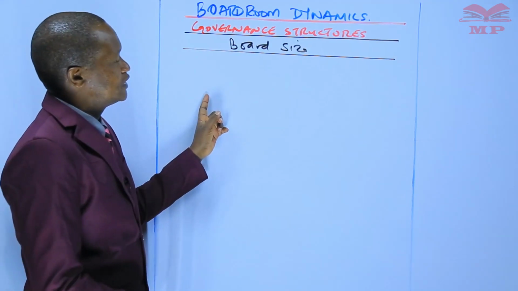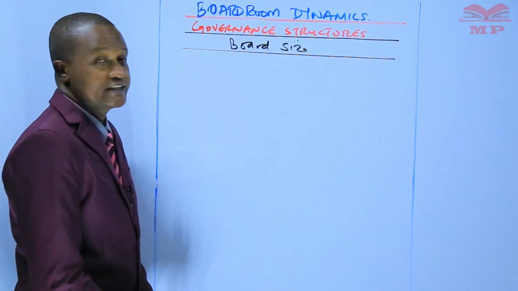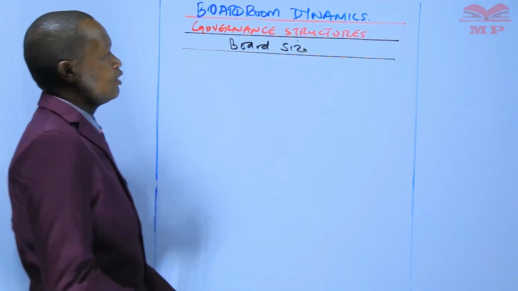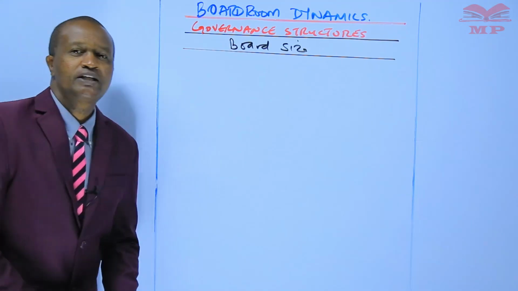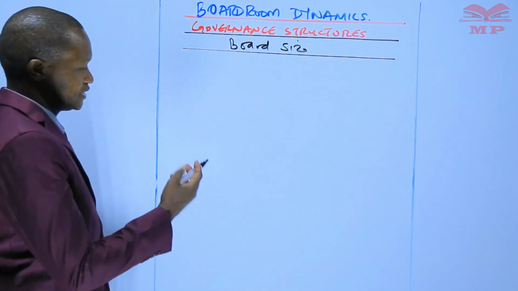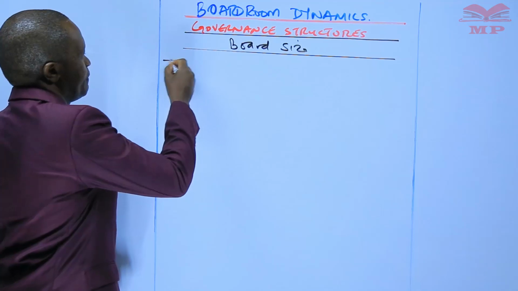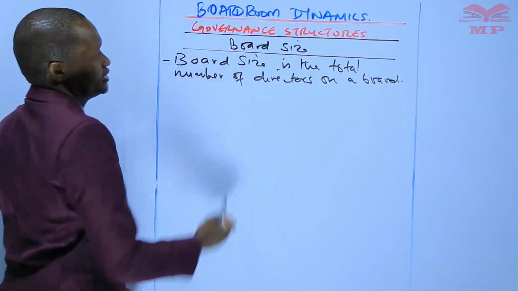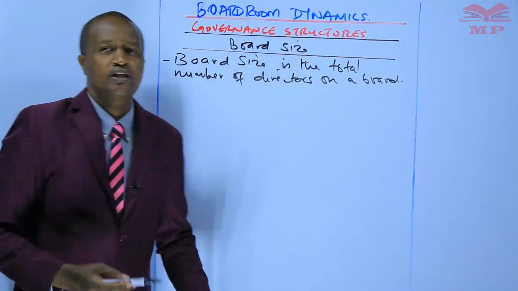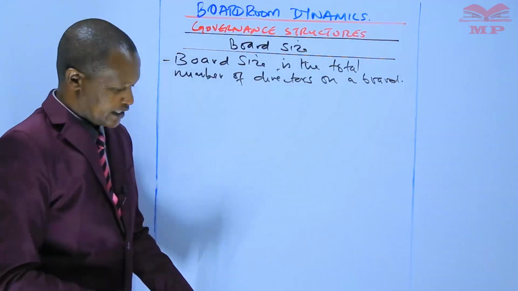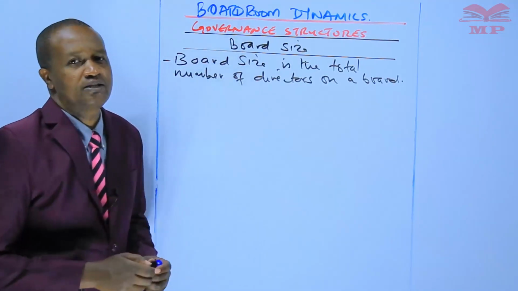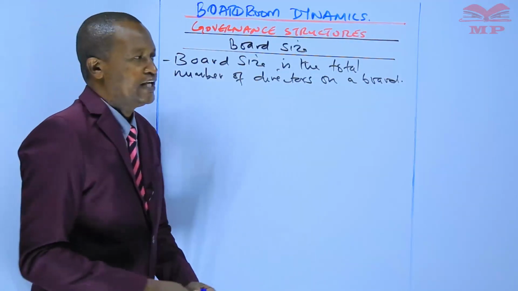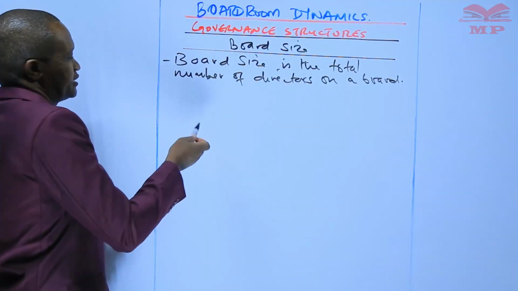But let us first of all define board size. What's the meaning of board size? Now, board size is simply the total number of directors on a board. Board size is the total number of directors who sit on a board. And the optimal size should include both the executive and non-executive directors.